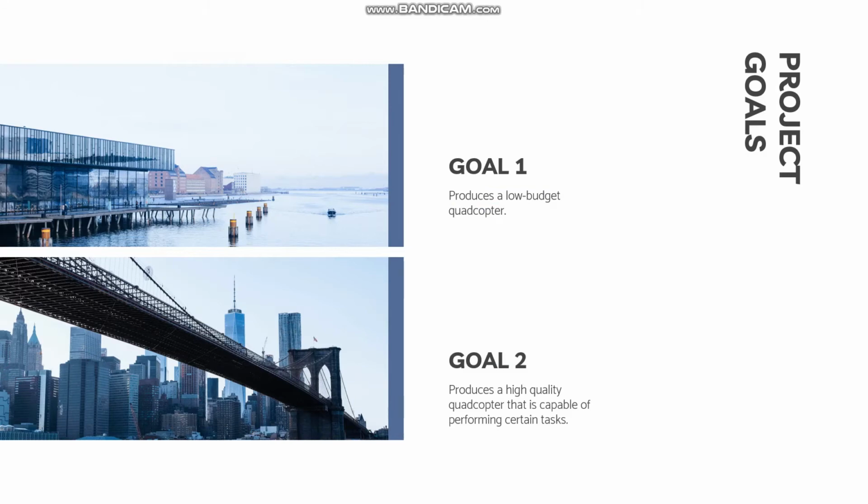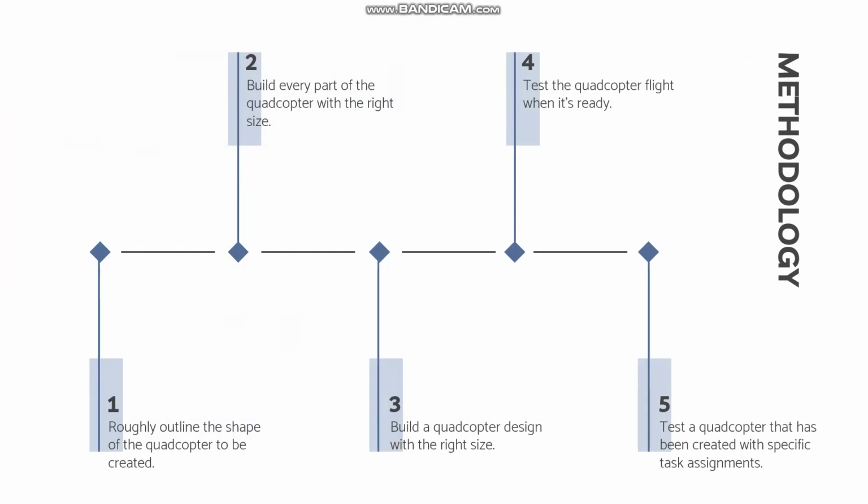Now, we get into the methodology section. To build this quadcopter, the first step is to roughly outline the shape of the quadcopter to be created. Next, build every part of the quadcopter with the right size. Build a quadcopter design with the right size. Test the quadcopter flight when it's ready, and test the quadcopter that has been created with specific tasks.